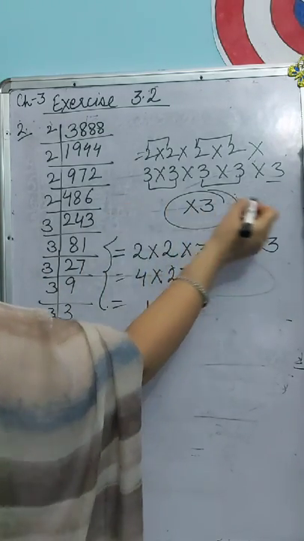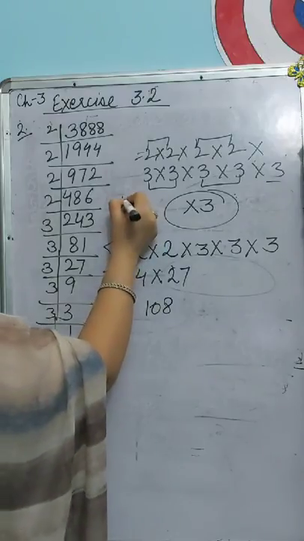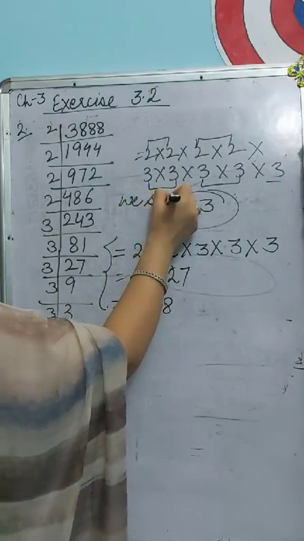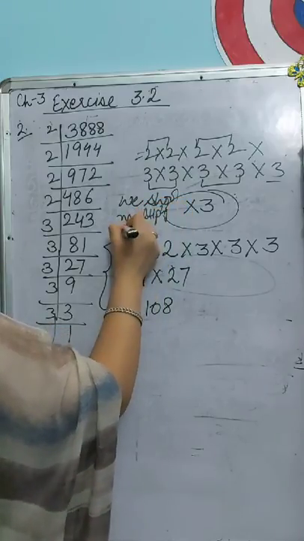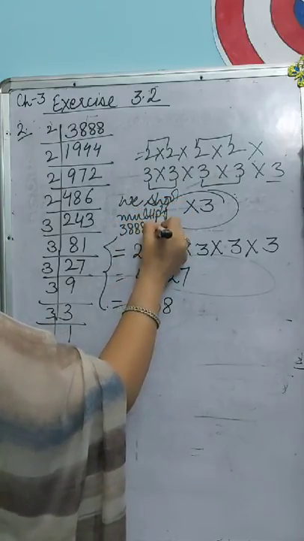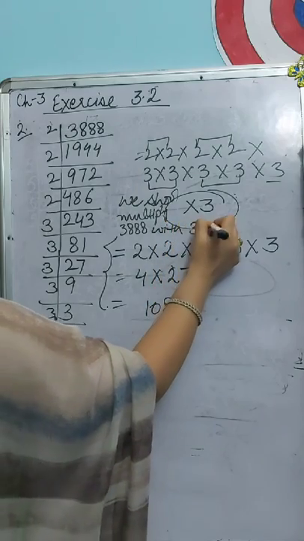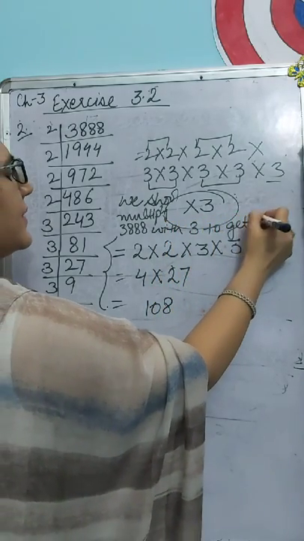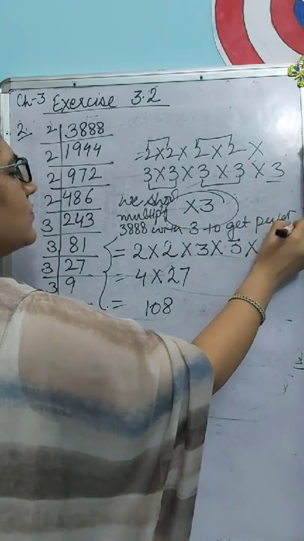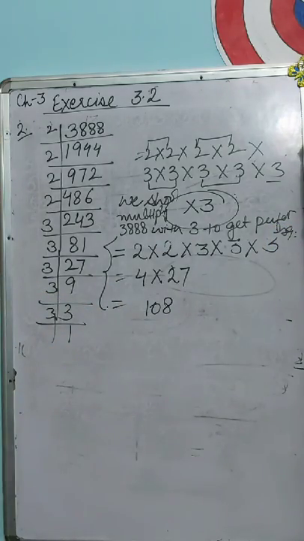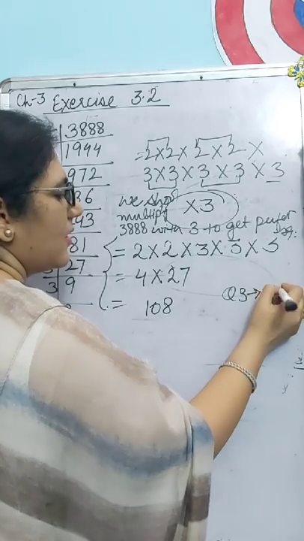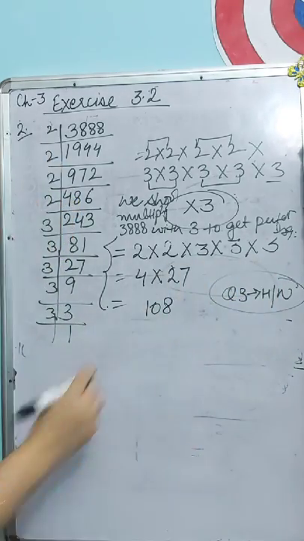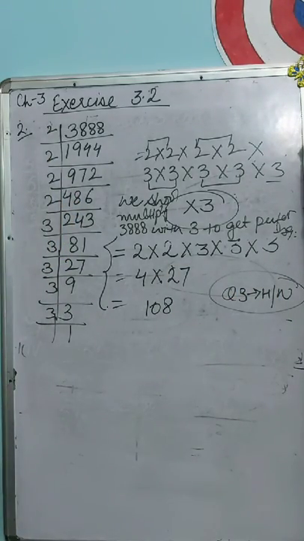We will write a complete sentence over here that we should multiply 3888 with 3 to get a perfect square. Understand? Similar is question number 3. So question number 3 is your homework. Next, moving on to question number 4.